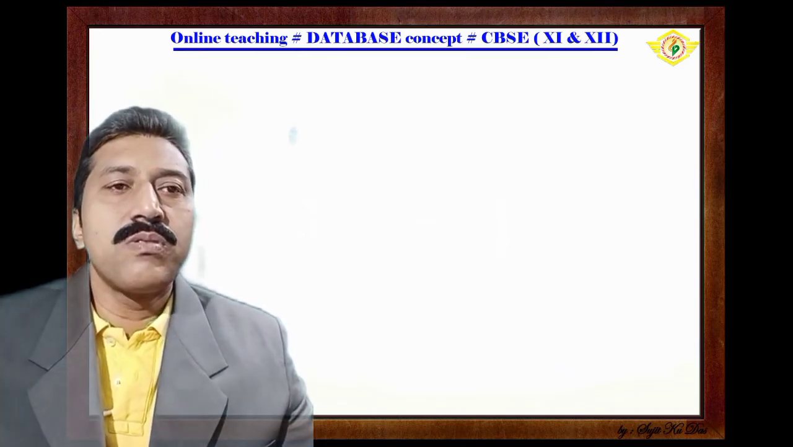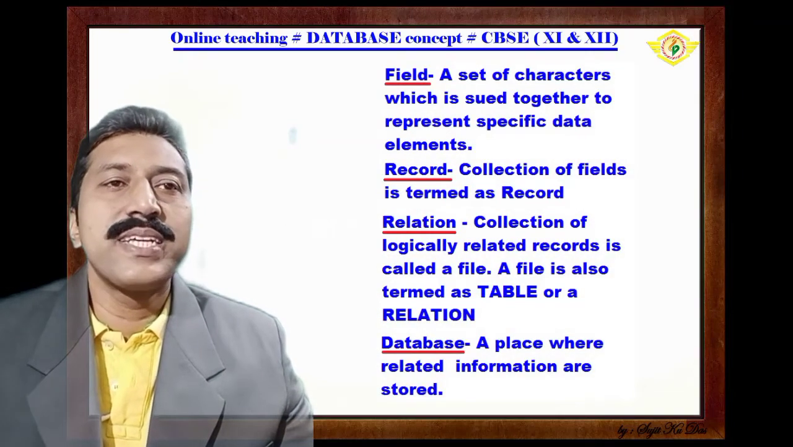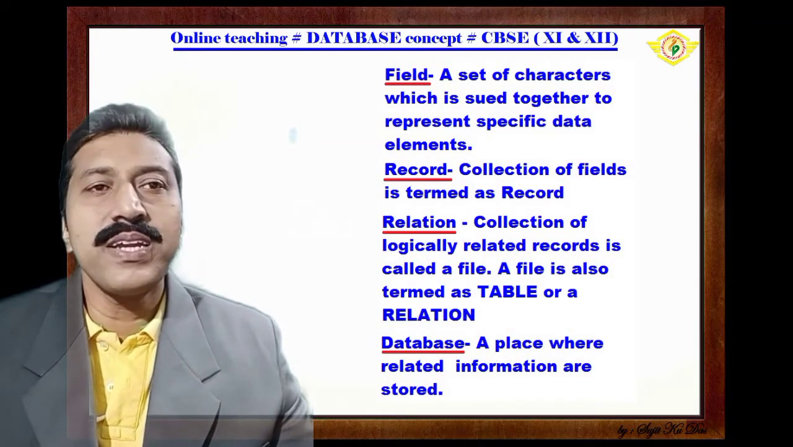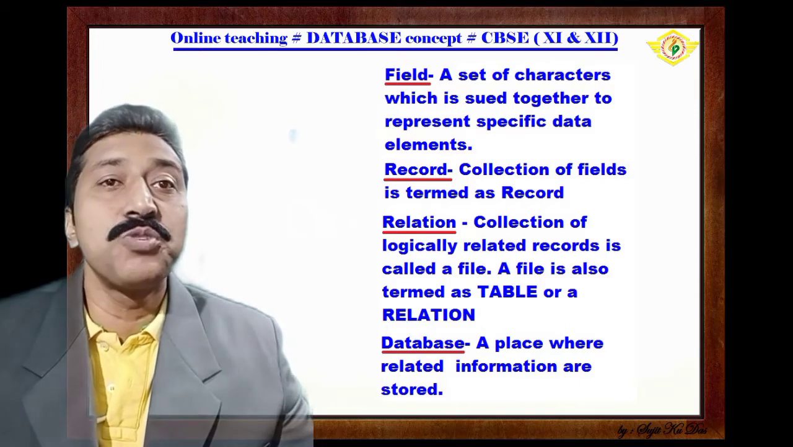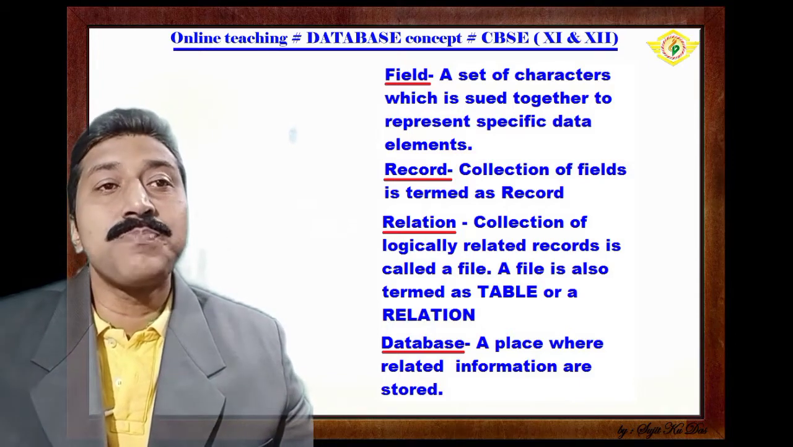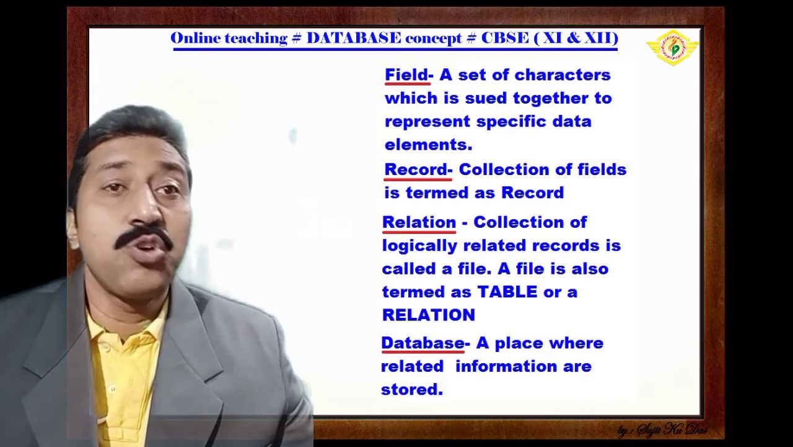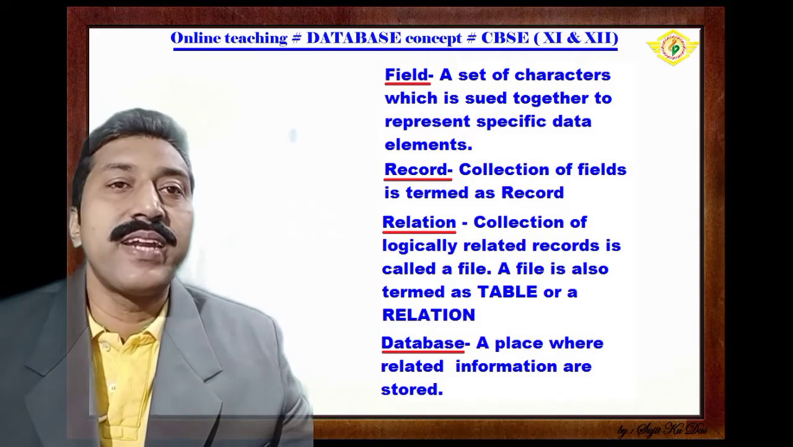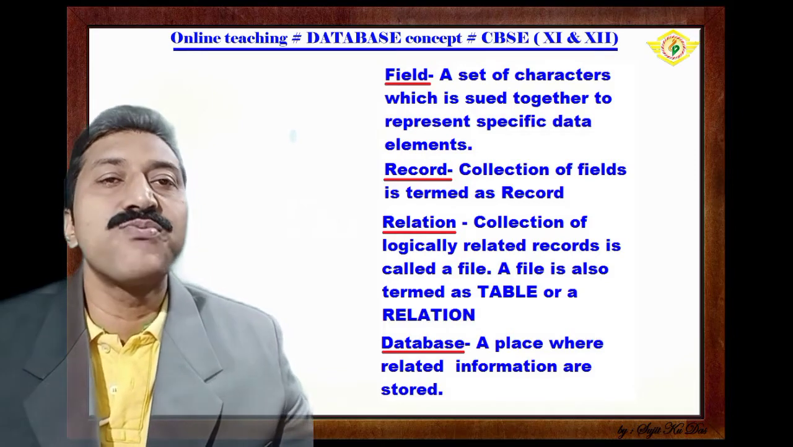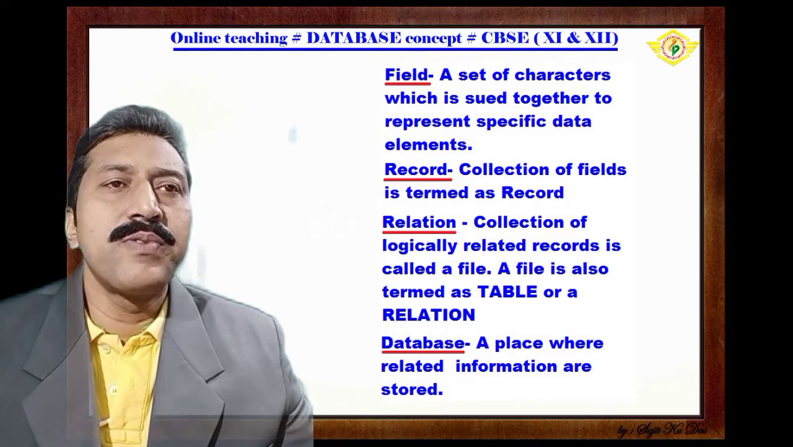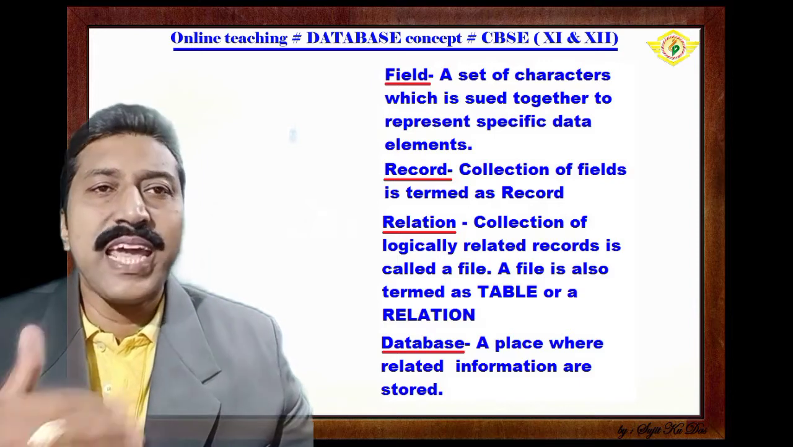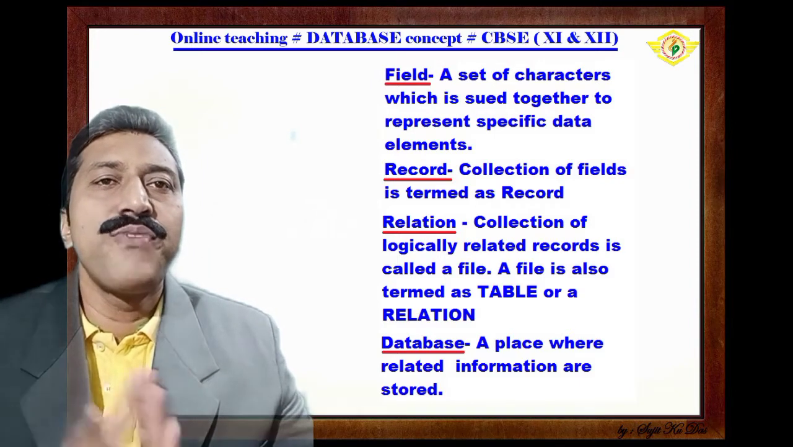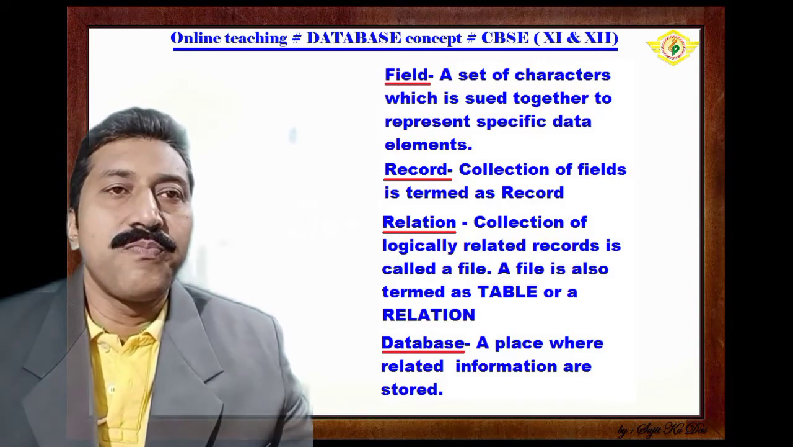So we'll discuss one term here first. What is a field? Field means what? It is a set of characters which is used together to represent specific data elements. It is also termed as data items. A specific or an individual data item within a record is known as a field.